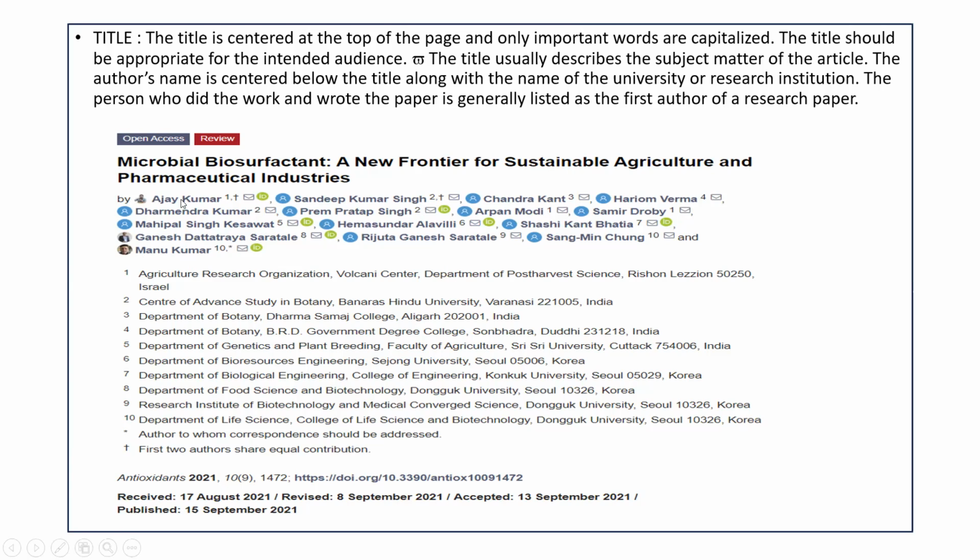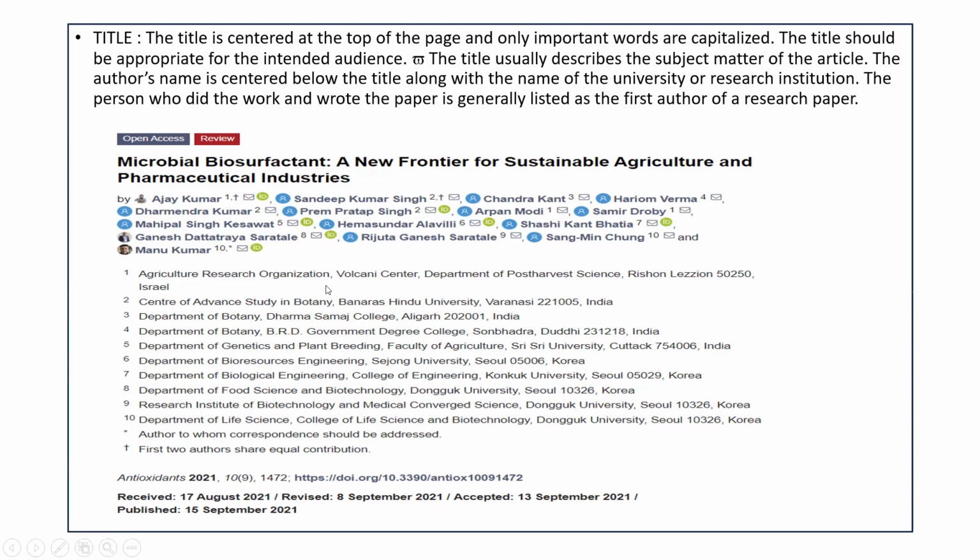Now, many times a star is given, or here a plus sign is given. It indicates that the first two authors share equal contribution. It means Ajay Kumar and Sandeep Kumar both have done the maximum work for writing this review. Now, after this, the numbering 1, 2, 3, 4, 5, 6 is given because all these authors are from different institutes. So accordingly, the number is given.